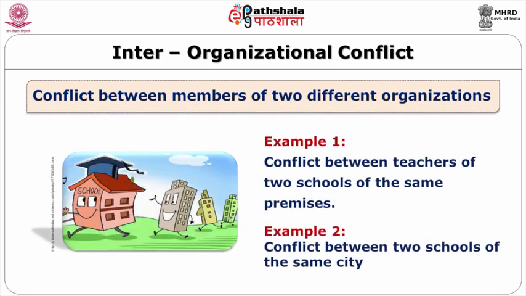First, we will talk about inter-organizational conflict. As I told you, when I use the term inter-organizational, it means between two or more organizations. For example, there are two schools in the same premises. So, when the conflict is between two schools of the same premises, we can say it is inter-organizational because it is between two organizations. Examples of such kind of inter-organizational conflict can be conflict between two schools, conflict between different offices in the society. That can be an example of inter-organizational conflict. It is always between.